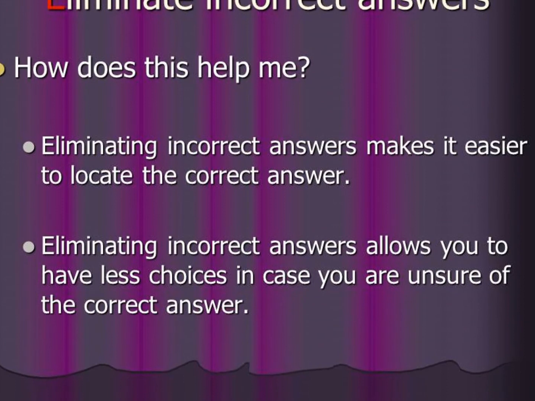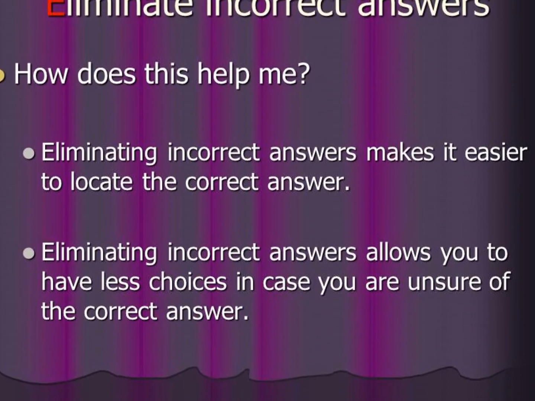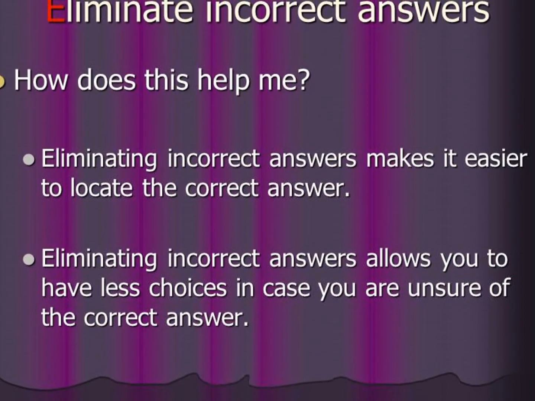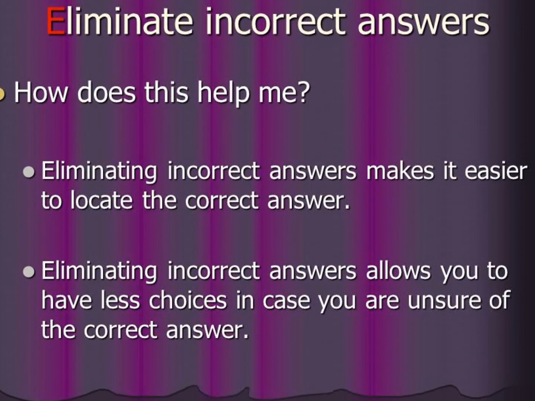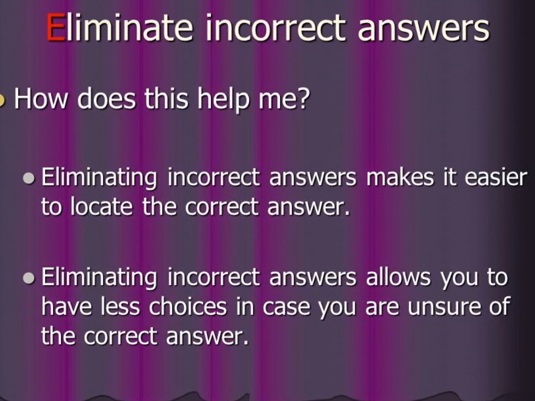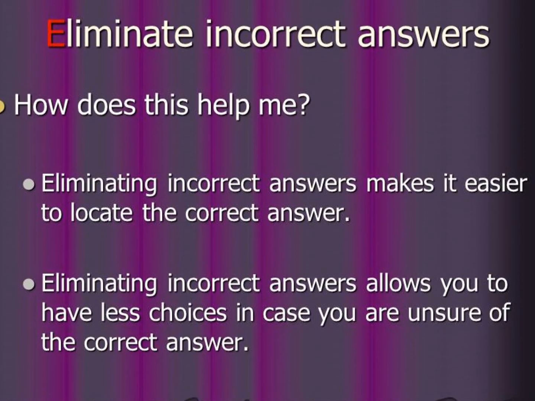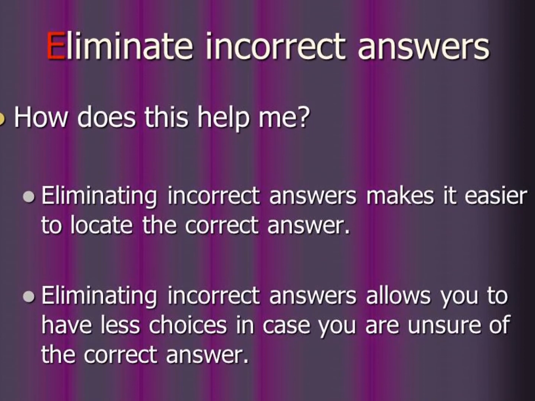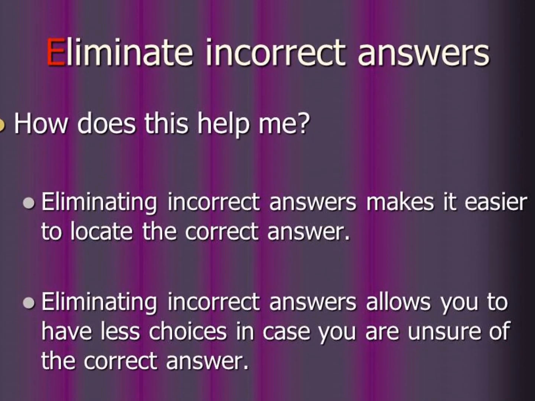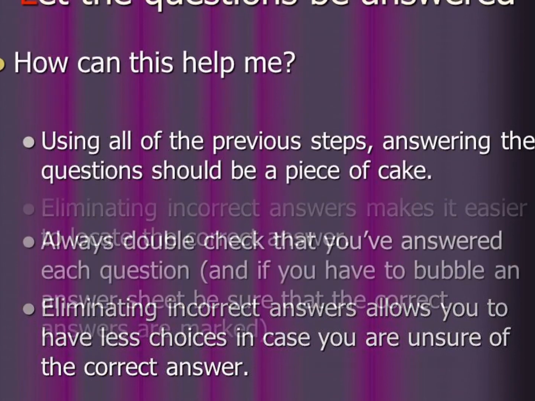The E, eliminating incorrect answers. You always have a better chance of successfully answering the question if you eliminate those silly answers. Most of the time, test makers will put some kind of silly or crazy answer in there that you don't need. So it's better if you narrow it down to 2 options.